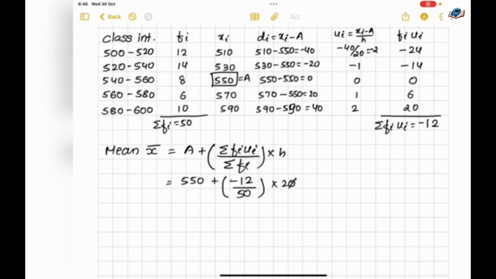into 20. So 0, 0 cancel. So this became my 550 minus 12 into 2 by 5. So 24 divided by 2 if I do, so that is coming as 4.8. So my actual answer will be 545.2.